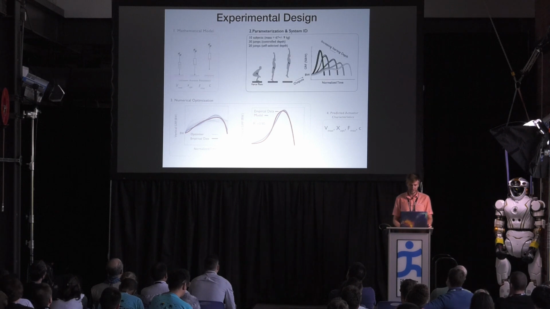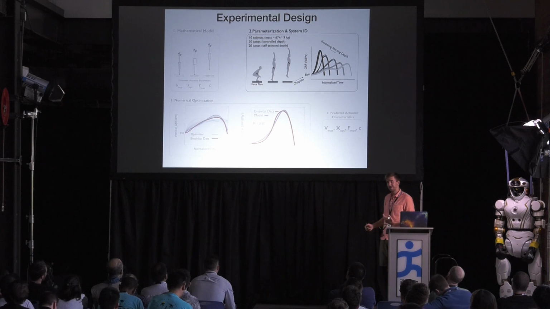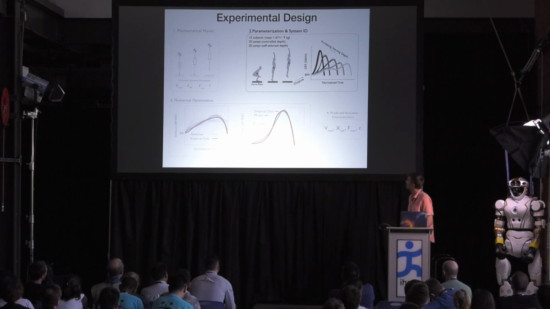To determine these parameters, we have human subjects jump on an instrumented treadmill. They perform maximum vertical squat jumps. 30 jumps are performed at randomized initial but controlled depths using a simple apparatus. And 20 jumps are at self-selected depths. And the outputs from this are the vertical ground reaction forces.